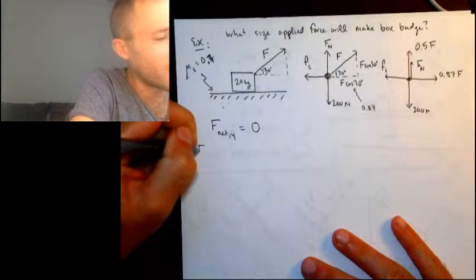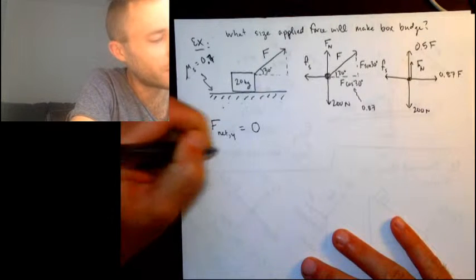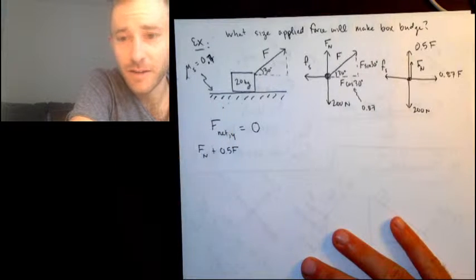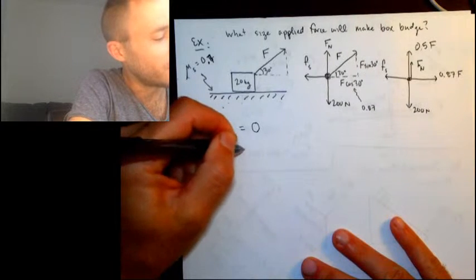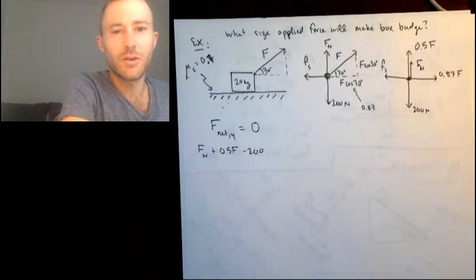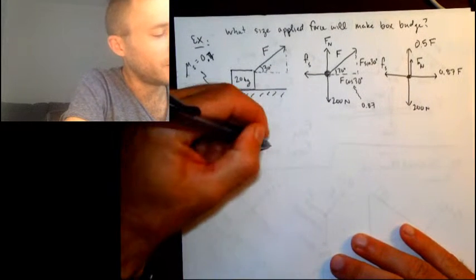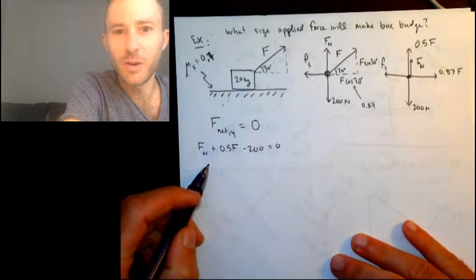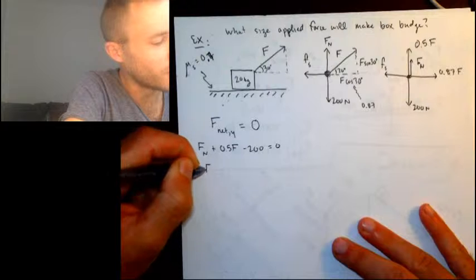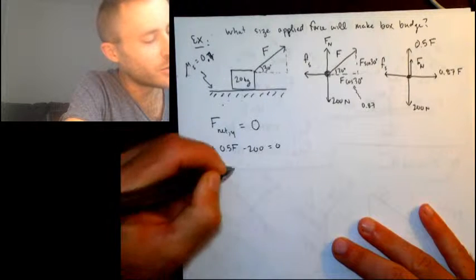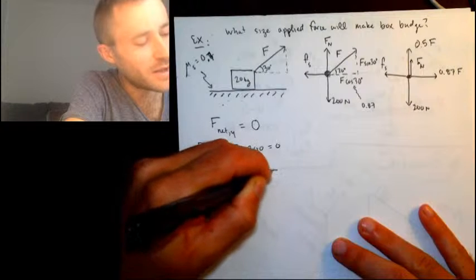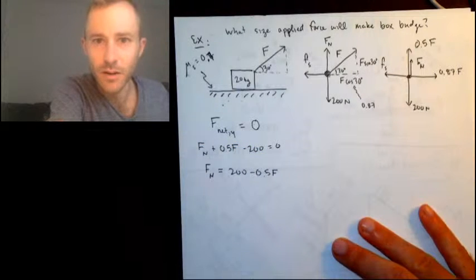So the net force in the y direction is normal force plus 0.5 F, okay, minus 200. So solving that equation, and this equals 0. So solving that equation means that the normal force is going to be equal to 200 minus 0.5 F. Okay?